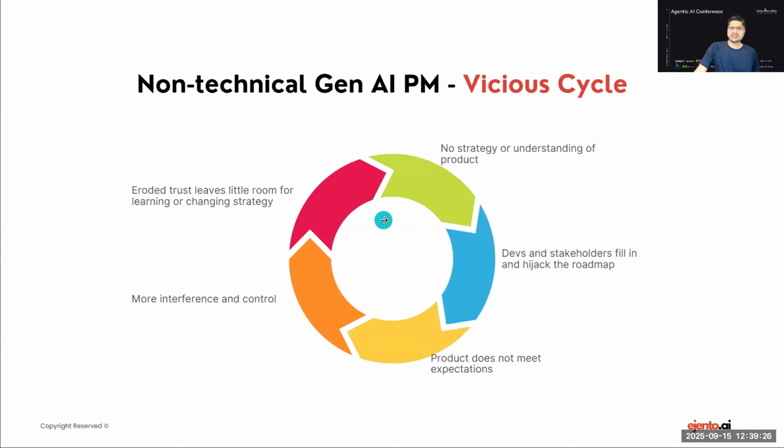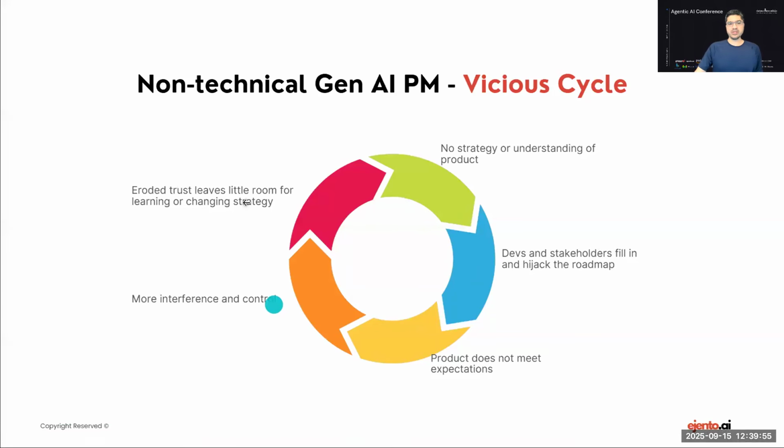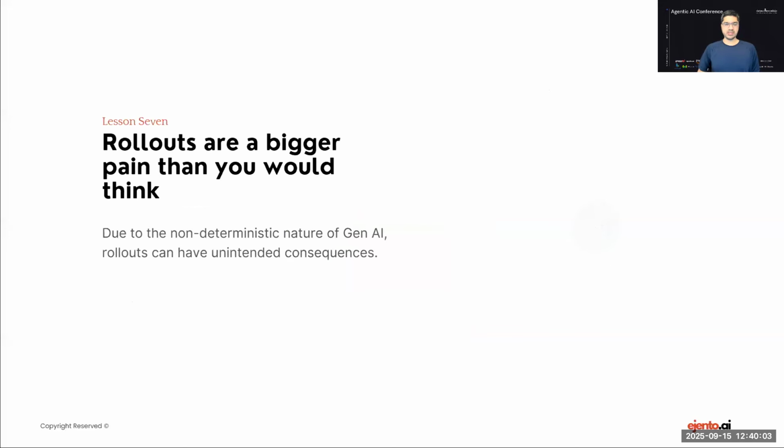And here is this notion: if you have a not technical Gen AI PM, you start with the strategy, but if you don't know the problems, you don't understand the product, you're not very technical, then your devs and other stakeholders hijack the roadmap. Of course, the product does not meet expectations, leading to more interference and more control. This is a vicious cycle that you remain stuck in forever after, once your PM is not in control.